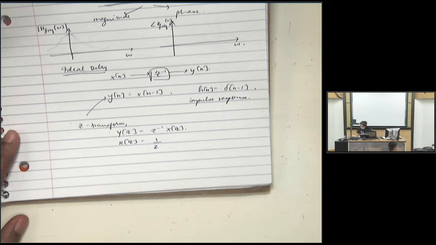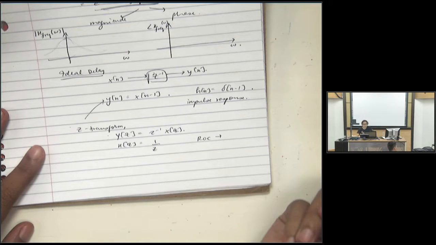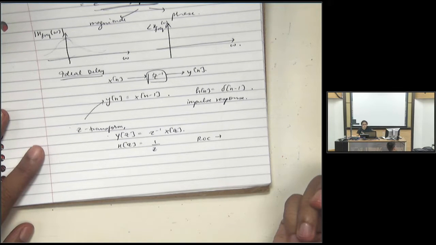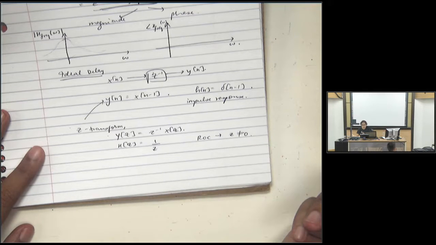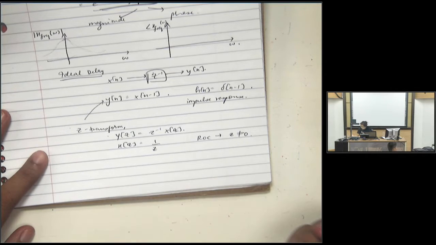And for going from z transform domain to frequency domain, what do I do? Okay. So first of all, what is the ROC? This should be easy. Correct. z not equal to 0. Because z can be negative or positive. We are talking about a circle, right? Not a line or anything. Okay? So z not equal to 0.